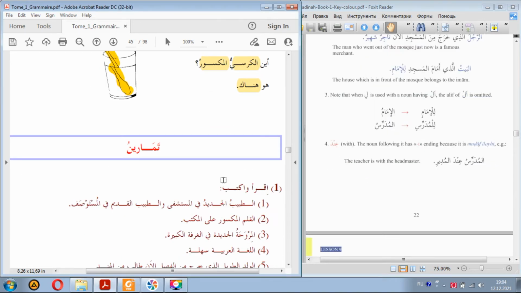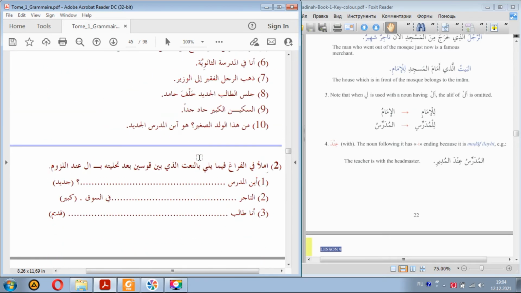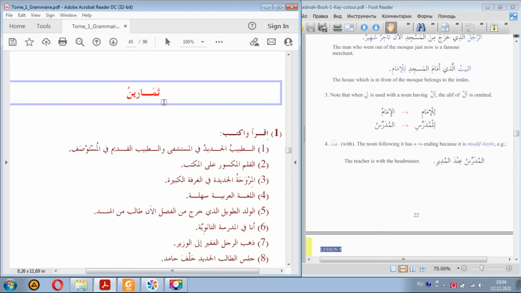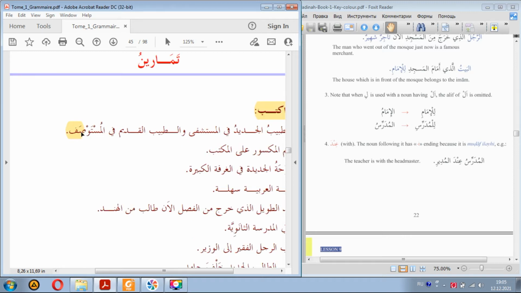Well, everything that's left is just tamarin. How many do we have? Well, we'll get through this lesson inshallah to the end. Well, tamarin. اقرأ واكتب. Read and write. الطبيب الجديد في المستشفى والطبيب القديم في المستوصف. Well, subhanAllah, that's a mistake. في المستوصفة. Well, that's a mistake because it's supposed to have this long alif in the end. مستوصفة. Well, there is a typo here.